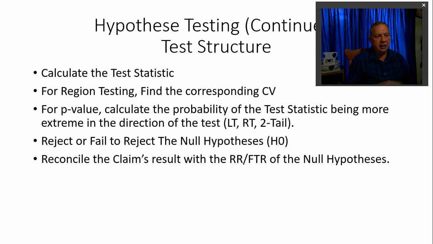That's the only thing. And then I have to reconcile, because the claim could be either the alternate or it could be H0. It depends on what that claim is, if it included the equals or it didn't. And that's how I go. And then I just need to do my statement to reconcile which one of those it is.